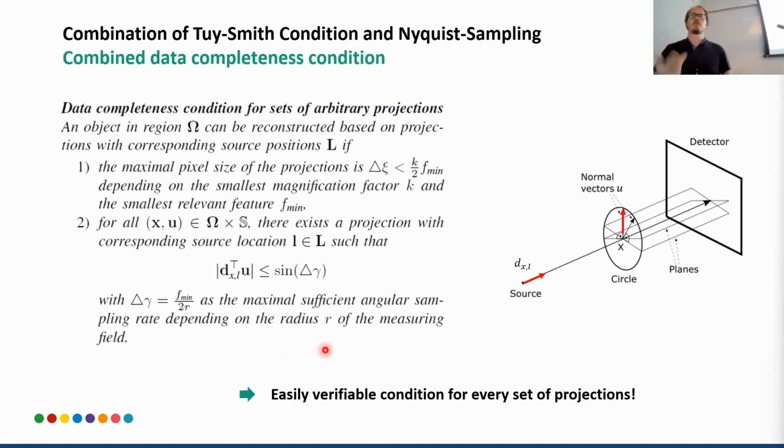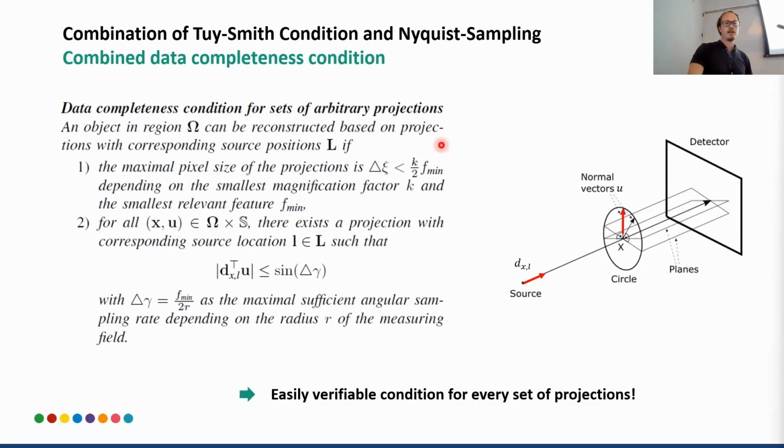And now if I additionally introduce the pixel size that I mentioned earlier, we get one condition, one data completeness condition for sets of arbitrary projections. So it doesn't have to include any continuous trajectory or anything.